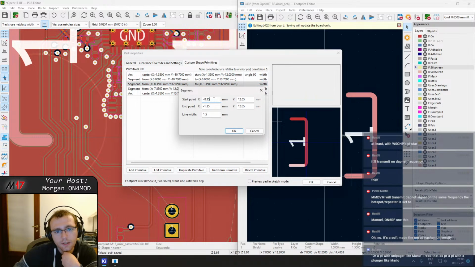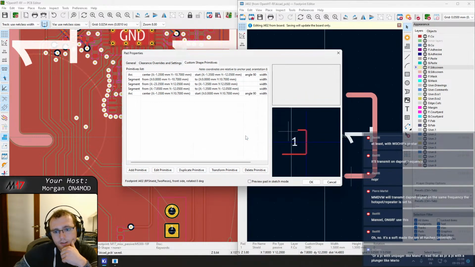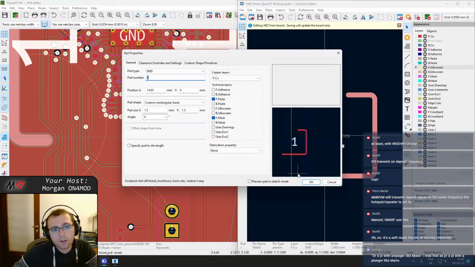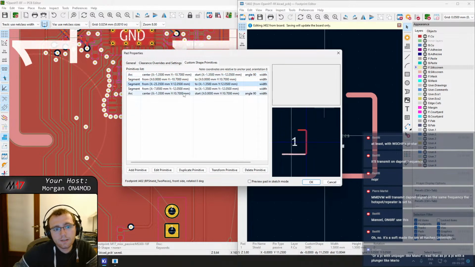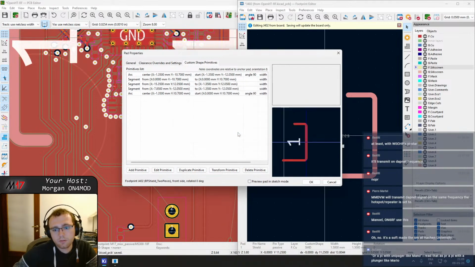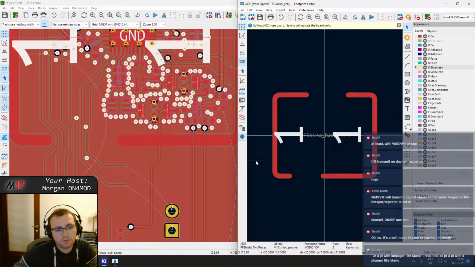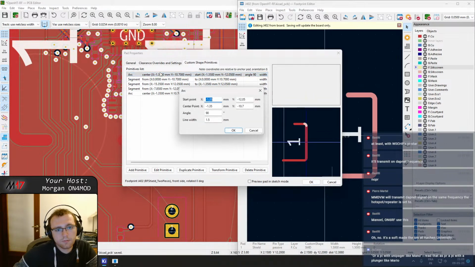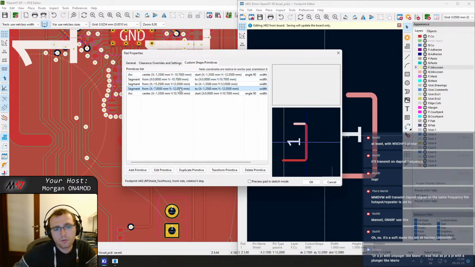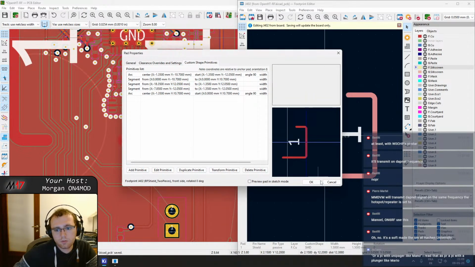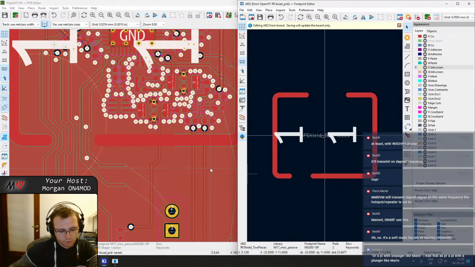So this, we need to modify it like so. Maybe it's too much. Oh yeah, it's way too much. So that would be, let's try adding 8mm. Okay, we can add 2 or 3 more. I'll remove 2 or 3 more. Okay, perfect.